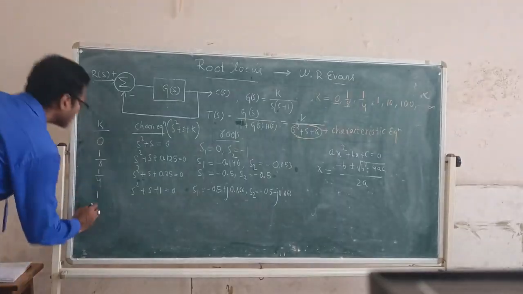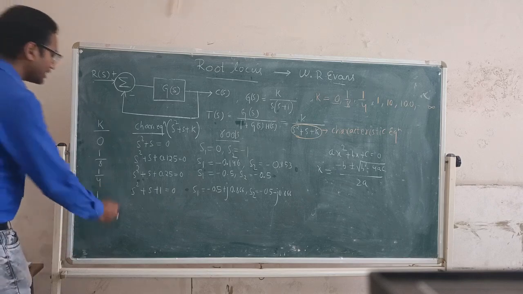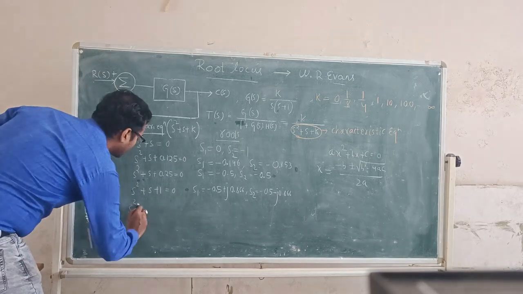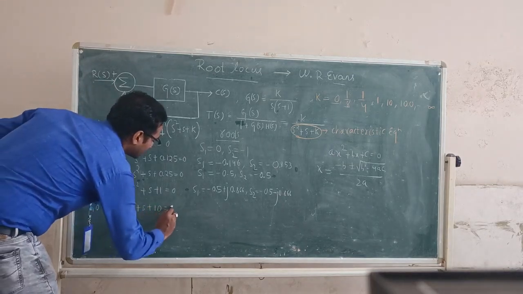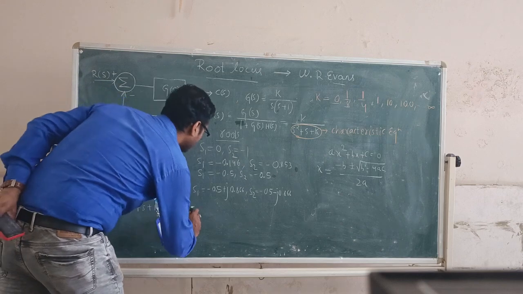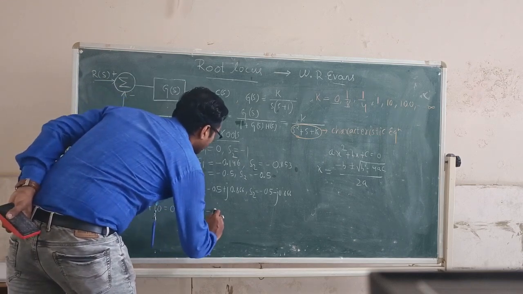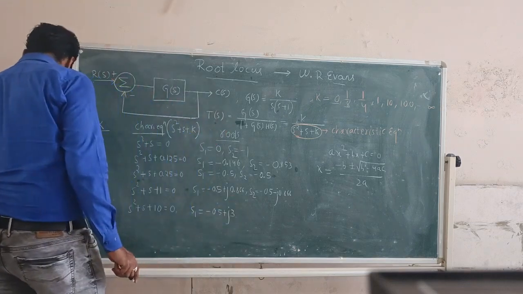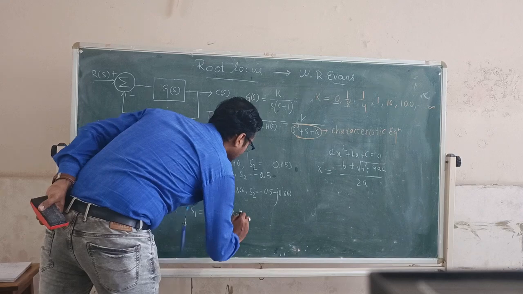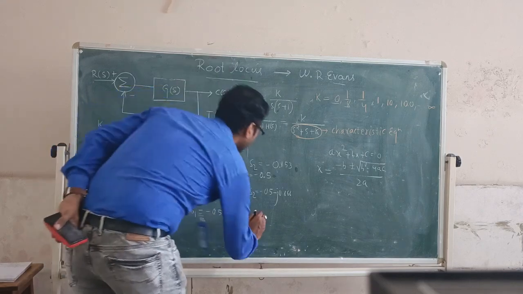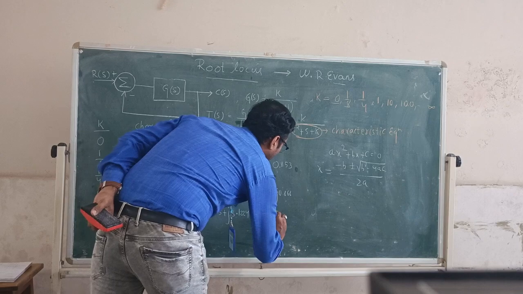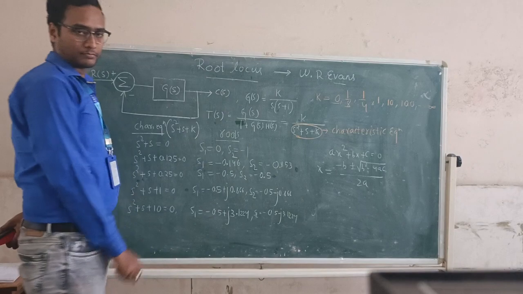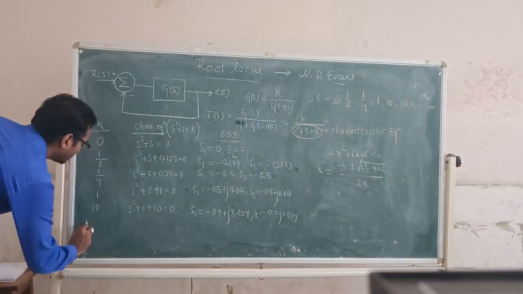Let us take k equal to 10. For k = 10, you will put 10 here: s² + s + 10 = 0. Then what is s1? Again you will get s1 = -0.5 + j3.1224, and s2 = -0.5 - j3.1224. Okay, let us take k equal to 100.